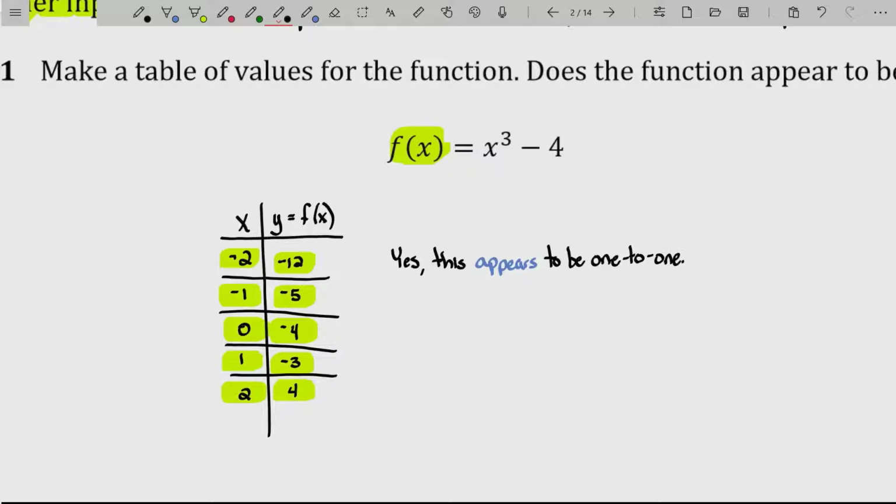That's very hard to see with a table, and that's why I dislike table questions, because they're very misleading. You could really just happen to select values that don't showcase the true function's behavior. And so because of that, I find that table problems are pretty bad.